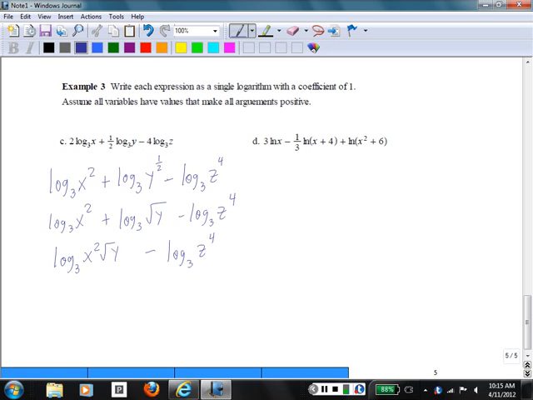Difference of the logs is the log of the quotient. We're subtracting logarithms, so we're dividing the arguments of those logarithms. So log base 3 of x squared times the square root of y over z to the 4th. And once we have a single logarithm with a coefficient of 1, that one's done.